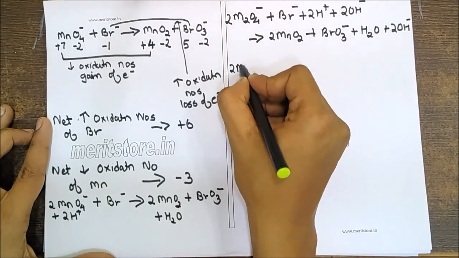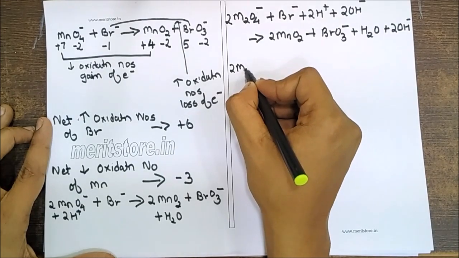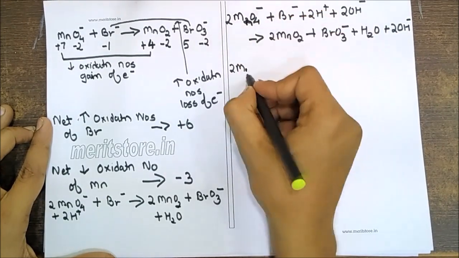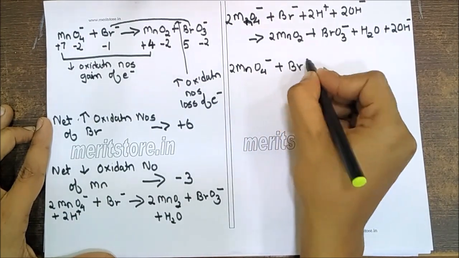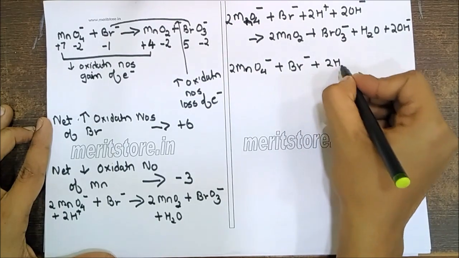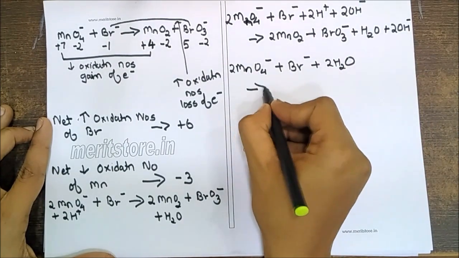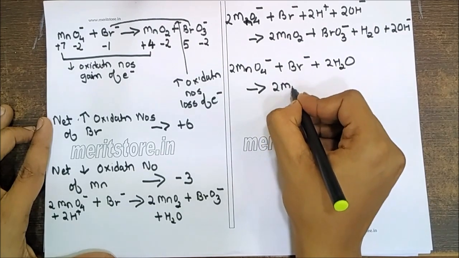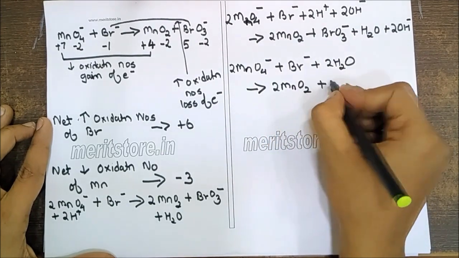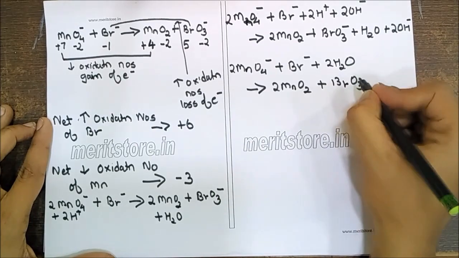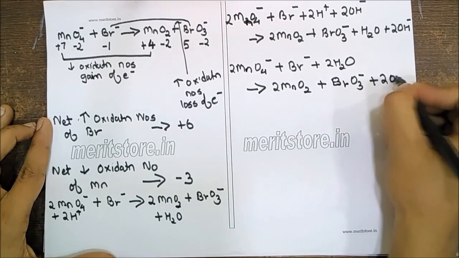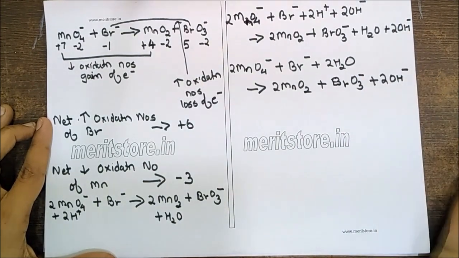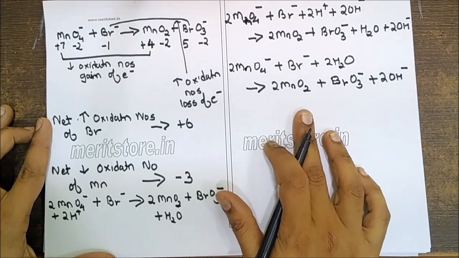So the next step says 2MnO4 raised to minus plus Br raised to minus plus 2 molecules of water, giving 2MnO2, BrO3 minus, 2OH minus. Now this reaction is balanced in terms of atoms as well as the net charge carried by it. Alright.